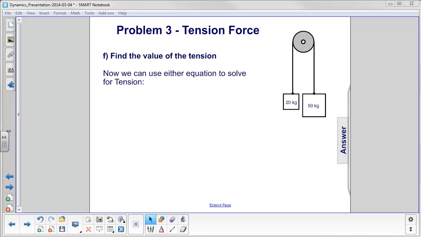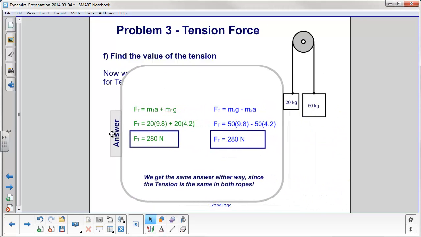The problem is now ready to be finished. Find the value of the tension. We have two equations for tension, and since they both must be true, we can actually use either one, and they should give the same answer. So let's look at them. This is the tension for block 1, m1a plus m1g. We plug in the values, and we get the tension force is 280 newtons.